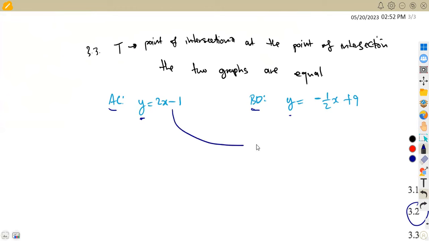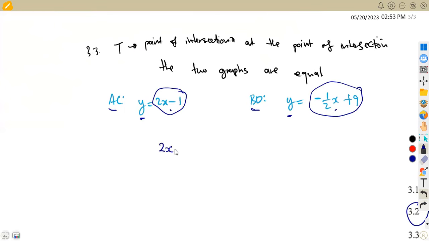So meaning to say, the x part also is equal at the point of intersection. So this can be an advantage. We are simply going to equate the right-hand side because we have written in terms of y. So these two are equal also. That means 2x minus 1 is actually equal to minus half x plus 9. By this, we can calculate the value of x.